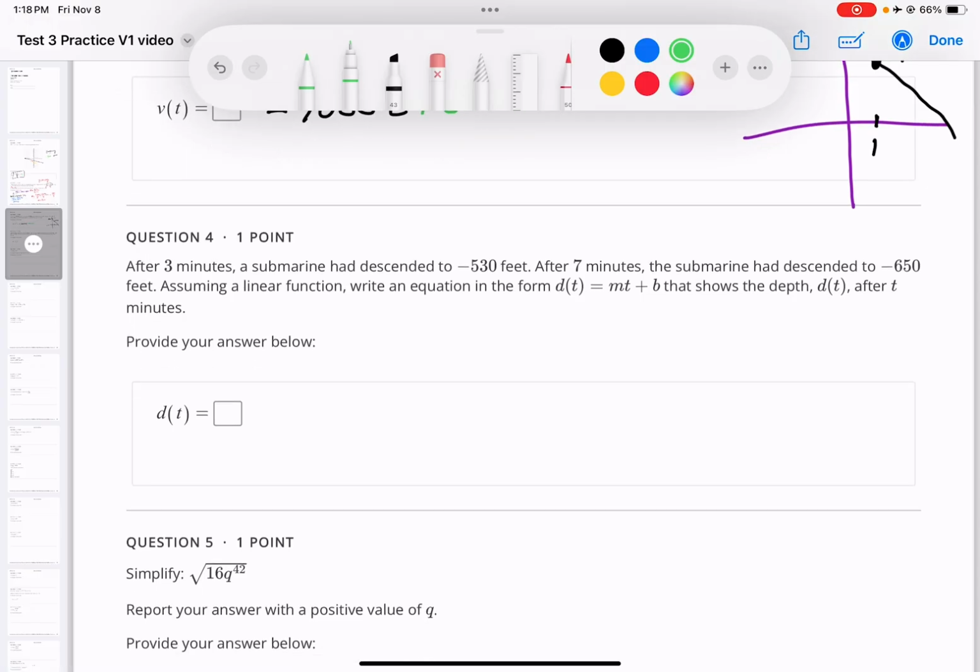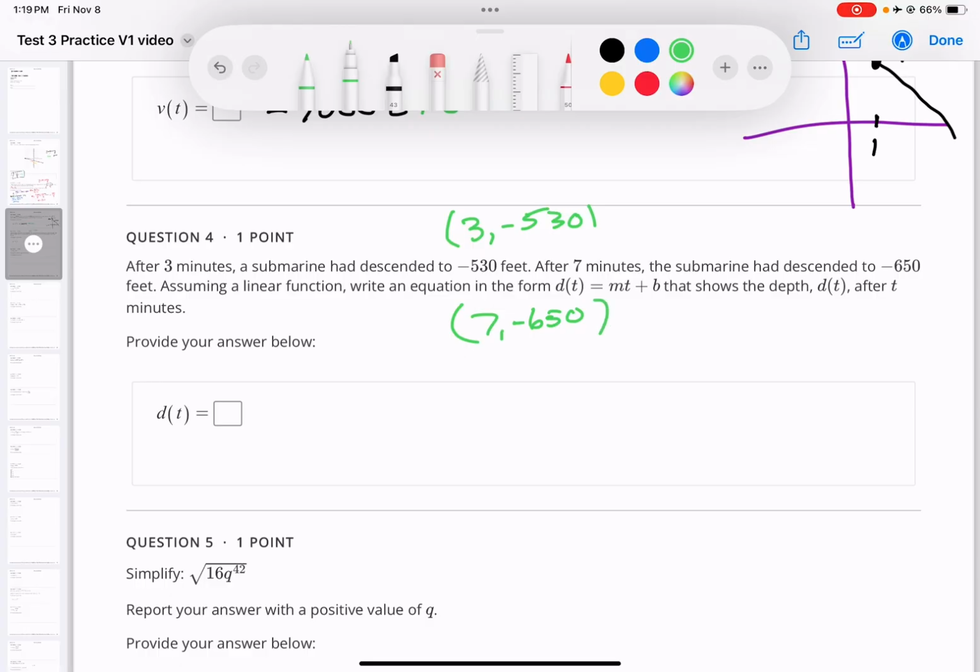Okay, after 3 minutes, the submarine has descended to negative 530 feet. After 7 minutes, the submarine has descended to negative 650 feet, assuming a linear function. It means it's going down at the same rate. Write an equation. So once again, this is kind of our x value, or really in this case, our t. So we've got one that's 3 minutes and you're at negative 530. And then your other one, you're at 7 minutes and you're at negative 650.